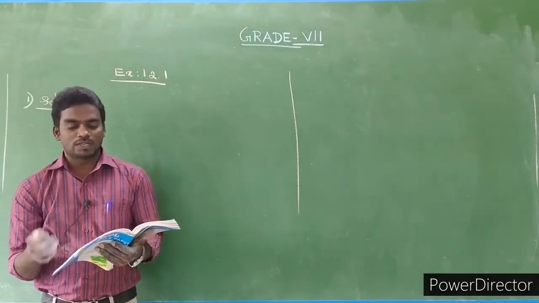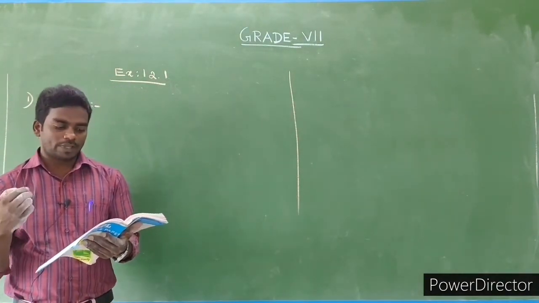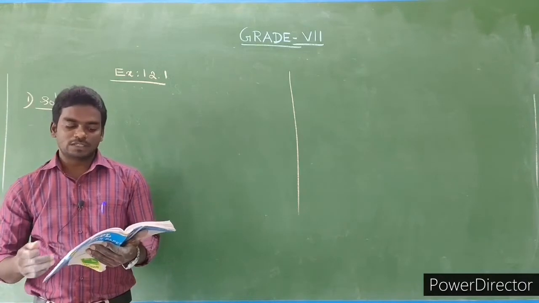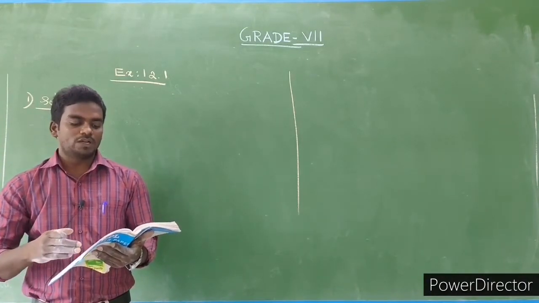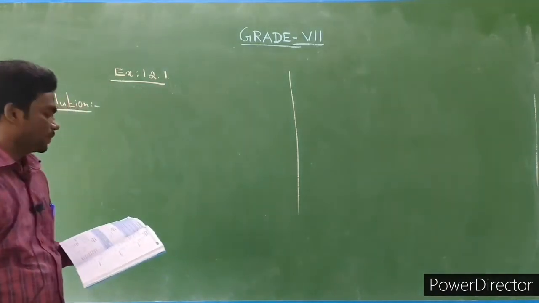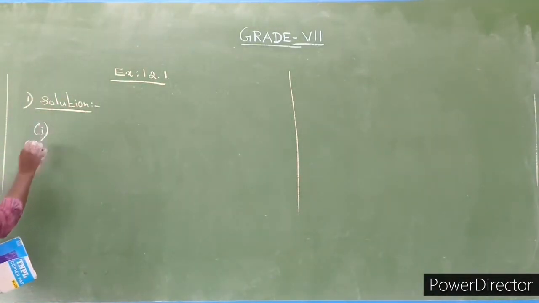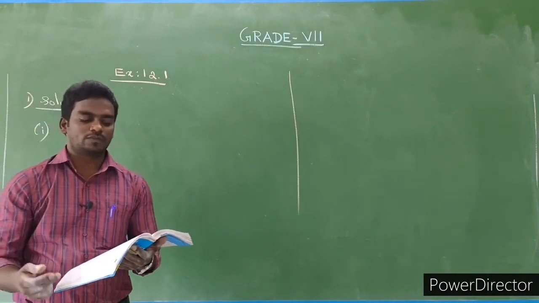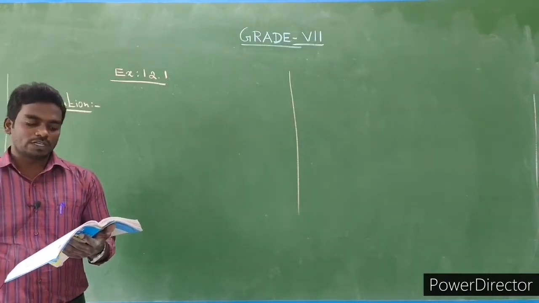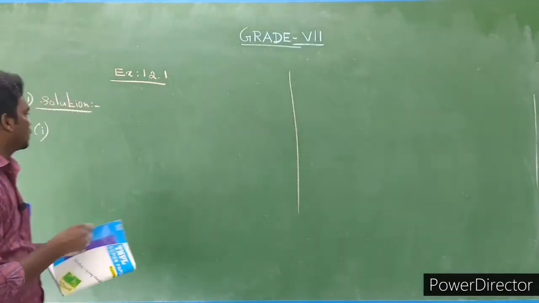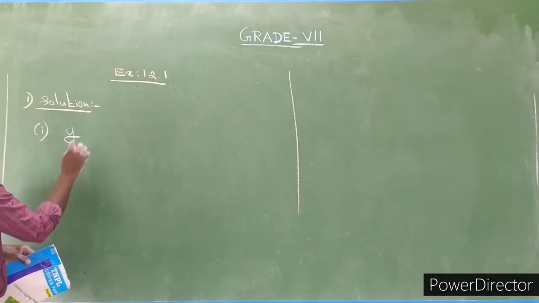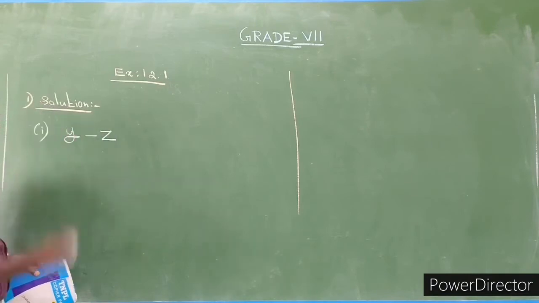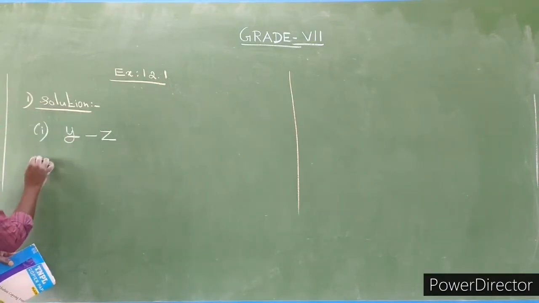Next, our exercise 12.1, first question. What is our first pattern? Get the algebraic expressions in the following cases using variables, constants and arithmetic operations. That means the statement form is given in our first pattern. We want to convert it into an expression form. So first one, subtraction of z from y is a statement form. We have to write it in an expression form. How to write subtraction of z from y? From y means we first write y, then minus z. So we can write y minus z.